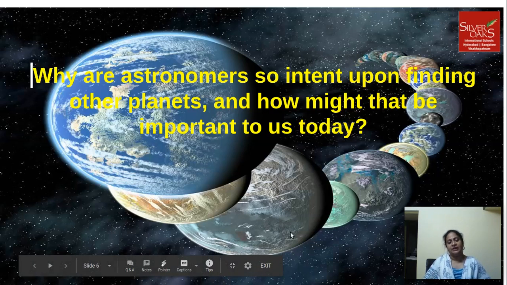Now, understanding our own solar system also is very important. These are the theories which help us to understand the entire formation of the universe, and whether there is life existing beyond our universe is also an important question which the scientists are looking forward to.